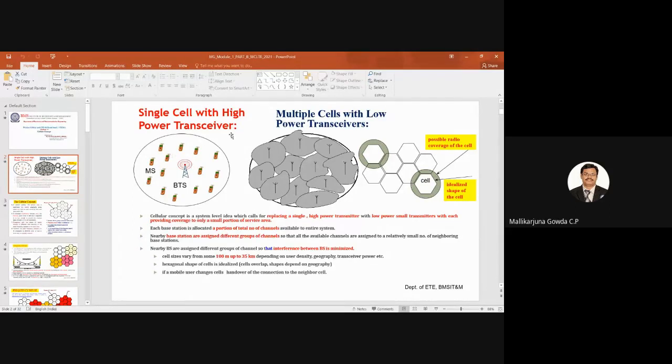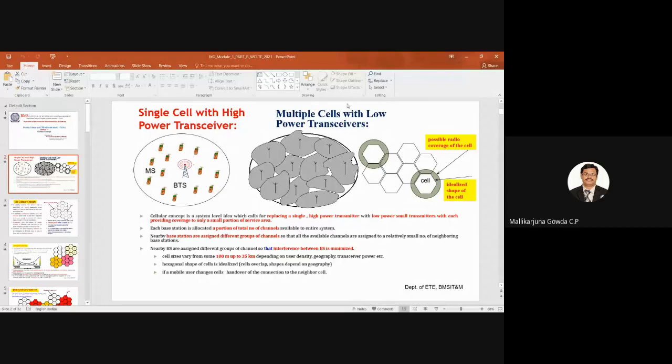Single cell with high power transceiver. With this, we will not be able to provide service to many subscribers, and also we know that the frequencies or spectrum is a very limited, scarce resource, which needs to be utilized as efficiently as possible. To use the spectrum as efficiently as possible and accommodate more subscribers, the cellular concept has come into the picture.